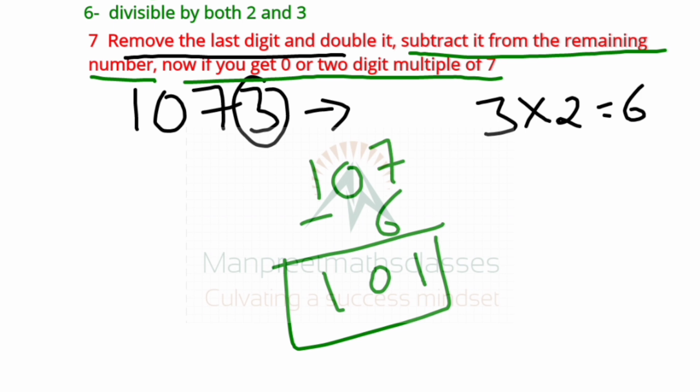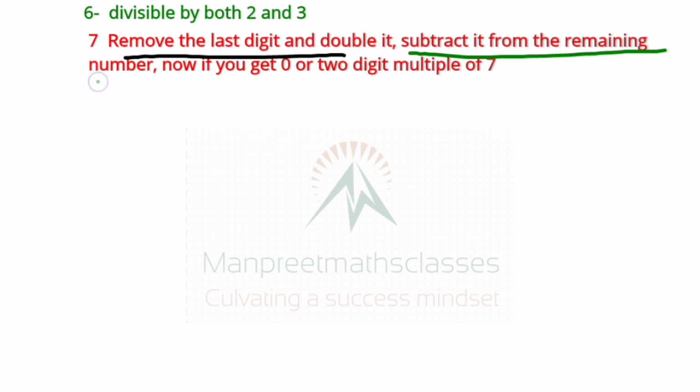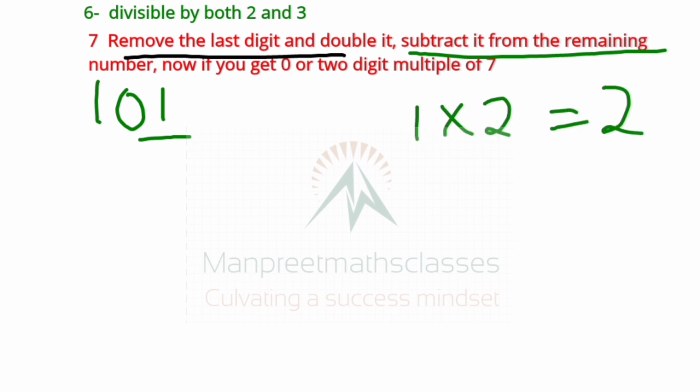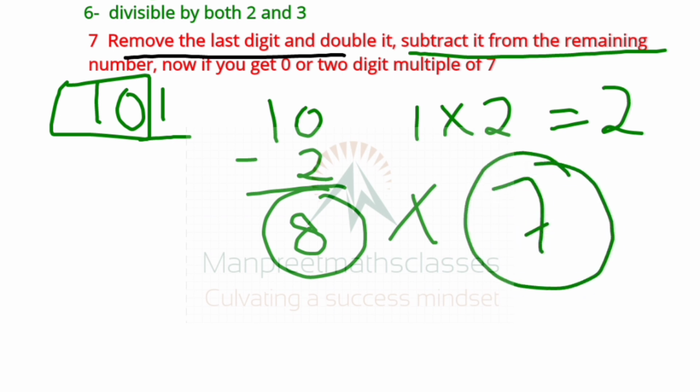Let's repeat it. We are having 101. So our new number is 101. Last digit is 1. Double of 1 is 2. Now you have to subtract it from the remaining. Remaining is 10 here. So 10 minus 2 gives you 8. 8 is not divisible by 7. So you can say that the given number is not divisible by 7.